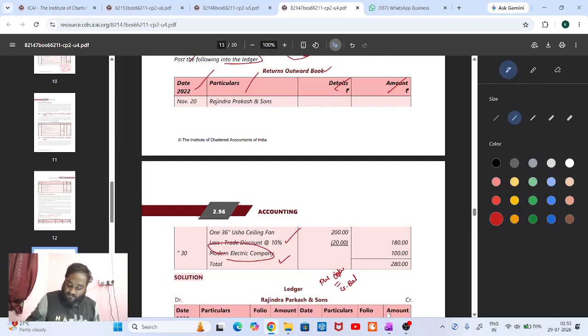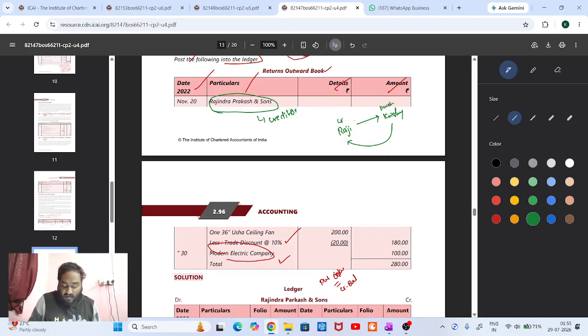Rajendra Prakash, he must be the creditor. Why is he the creditor? That is a fantastic question. Because when we purchase something, I purchased something from him. Now I'm going to return that thing. He is the creditor for me since I have purchased, right? Now I'm going to return it, which is why it is written outwards, right?